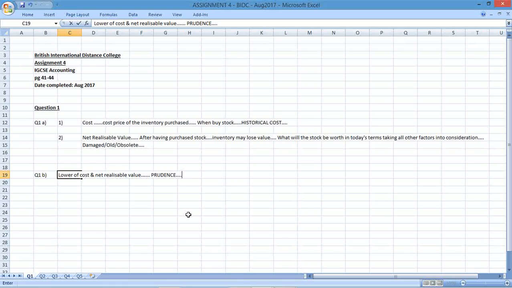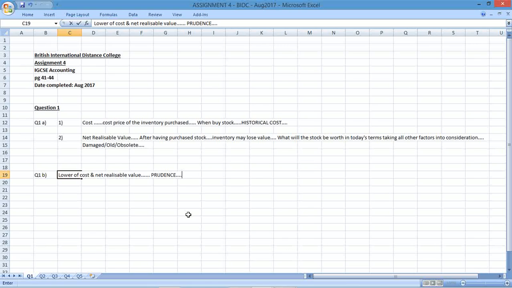For example, if I buy stock and that stock gets damaged, that stock is obviously not going to be worth the same amount as stock that's still in a good condition. So therefore we would have to, almost like writing off some of the asset in terms of inventory, in terms of value, because we're not going to realize the same amount of value because the stock has changed in terms of it having been maybe damaged or destroyed perhaps.